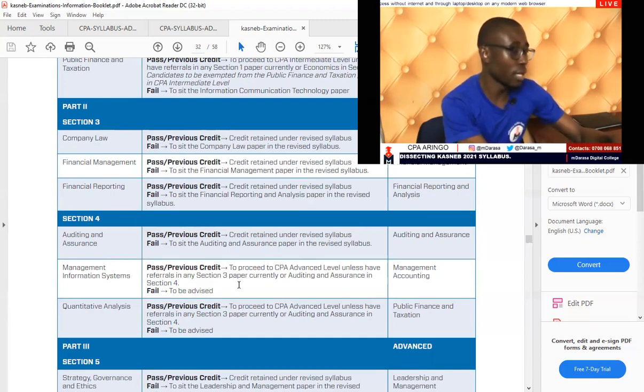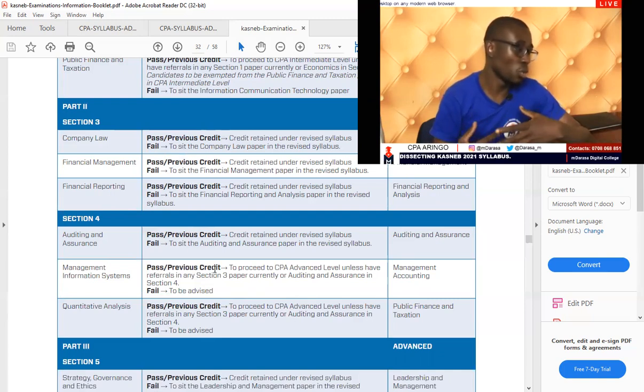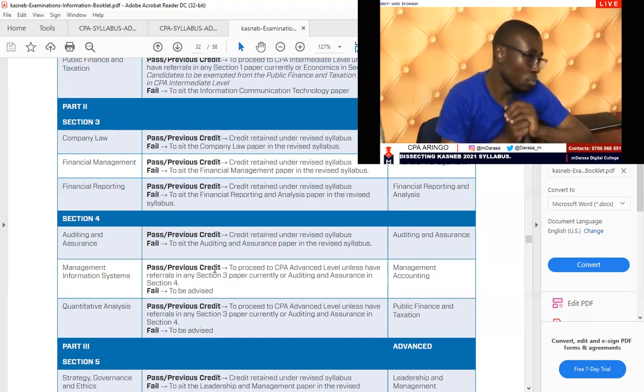So in the event that maybe you had passed management accounting, you had passed MIS and probably all the other units in section 3, meaning that in that case, you are going to proceed, not to the intermediate, but probably to the advanced level, right? If you are clean with all the other papers.